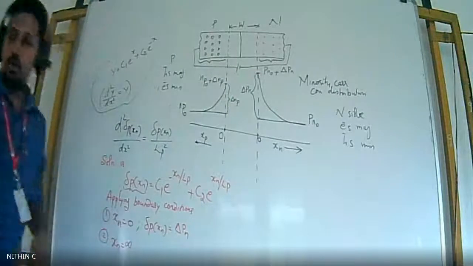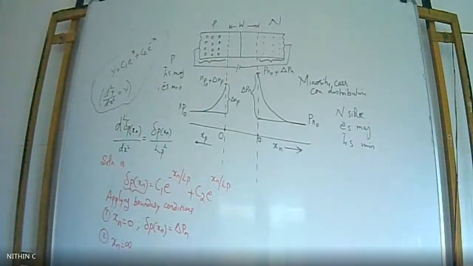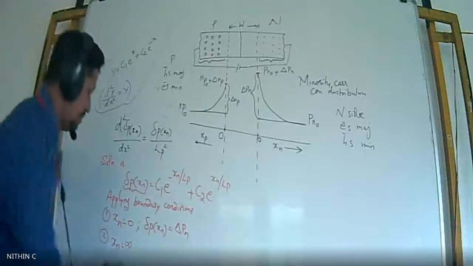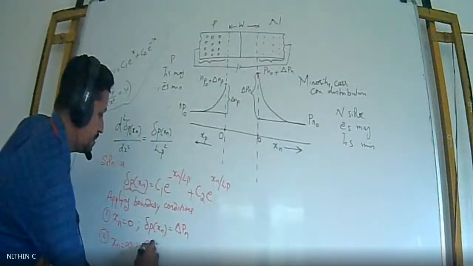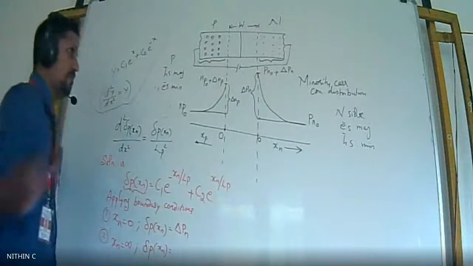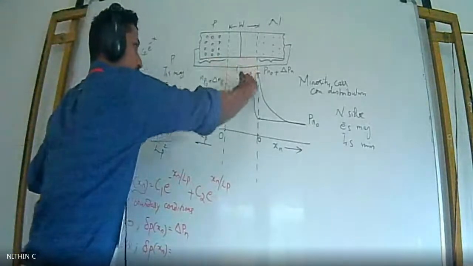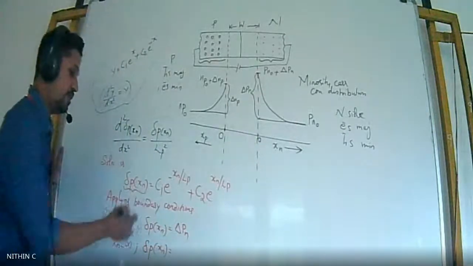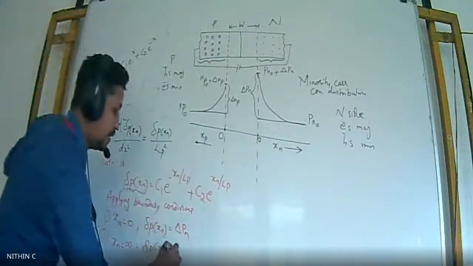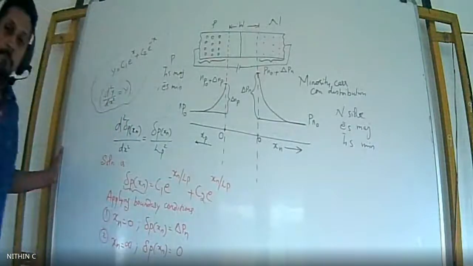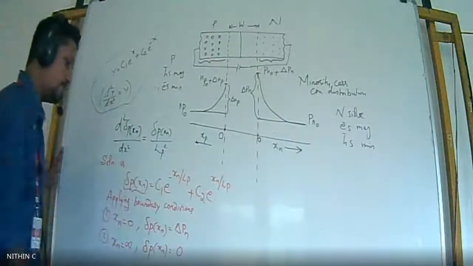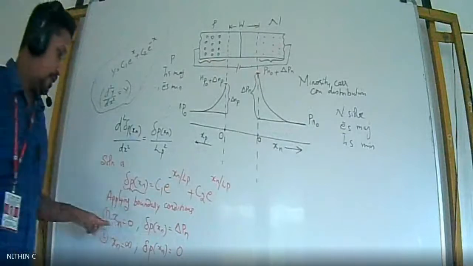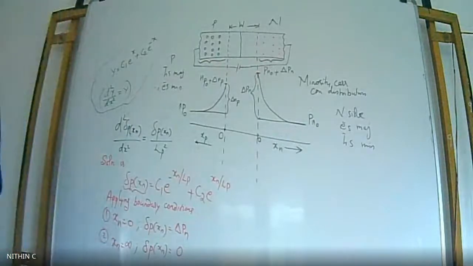Similarly, at xn is equal to infinity, what happens? At xn is equal to infinity, del p of xn is, from the figure itself, known to go on decreasing with xn. As xn reaches infinity, this value will decrease and decrease, and finally it will reach the value of 0. These are the two values of del p of xn at xn equals 0 and xn equals infinity.